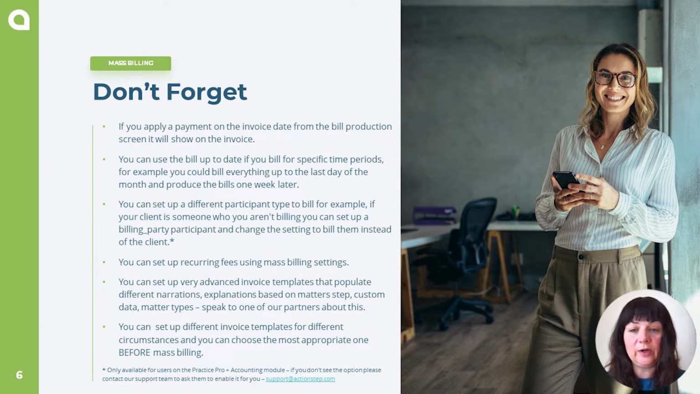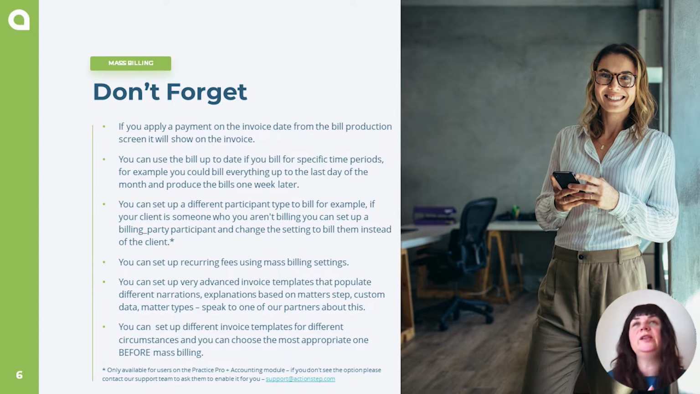You can set up recurring fees using mass billing. So that may be, for example, if you're charging a customer $500 a month, in order to keep your eye on something, we can set that up so it will automatically bill every month. You can also set up very advanced invoice templates that populate different narrations and explanations based on a whole range of different data, custom data and matter types. Make sure to speak to one of our partners about this. If you need any help setting up these invoice templates, then please make sure to speak to a partner and they can give you some advice.